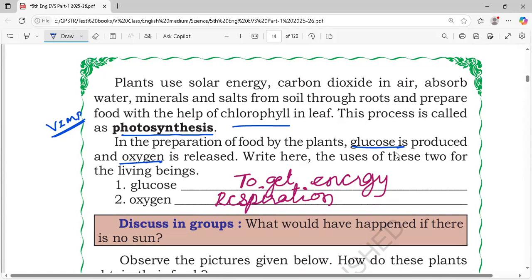Right here, the uses of these two for the living beings. Glucose is used to get energy. Oxygen is used for respiration.